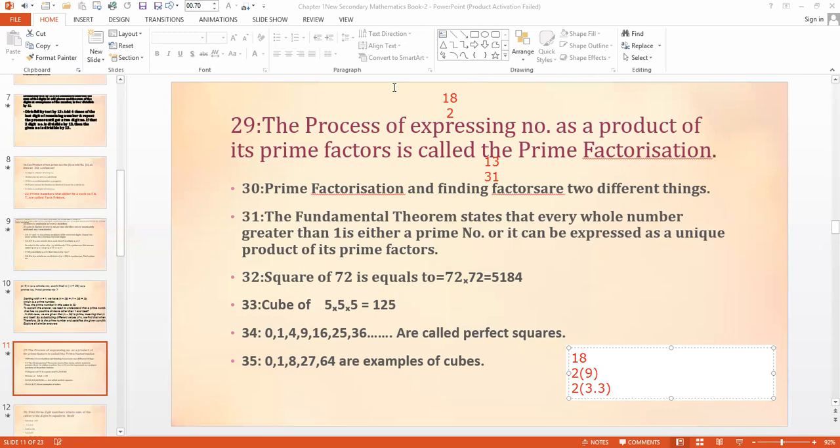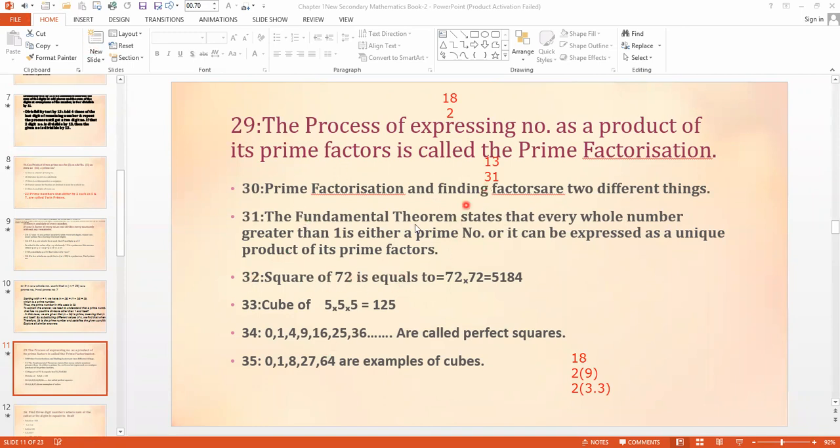Clear? Now we move towards point number 30. Prime factorization and finding factors are two different things. Please keep in mind that prime factorization is a process in which the end result gives us prime factors. But finding factors is another thing, finding prime factors is another thing, and the prime factorization procedure is another thing. Please keep this in mind.